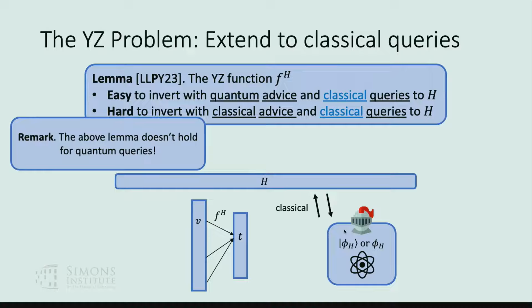Sorry, I have a very basic question. What do you mean by invert if the domains are different? Do you mean you get all of the things? Just any one preimage, any one preimage, yes. So any one of these V, it doesn't matter.